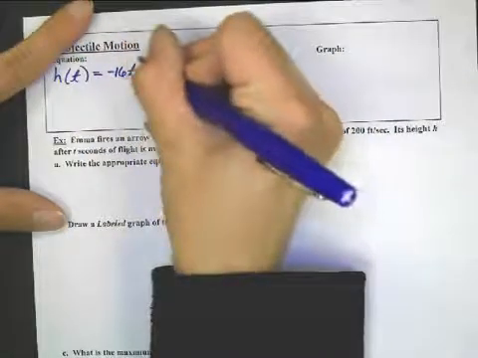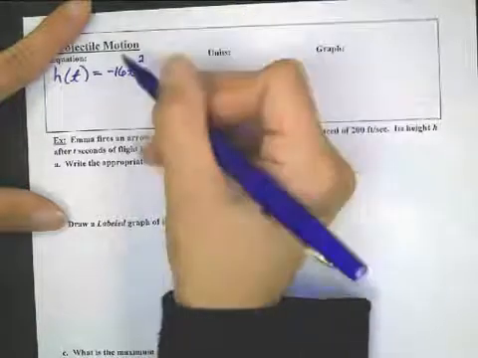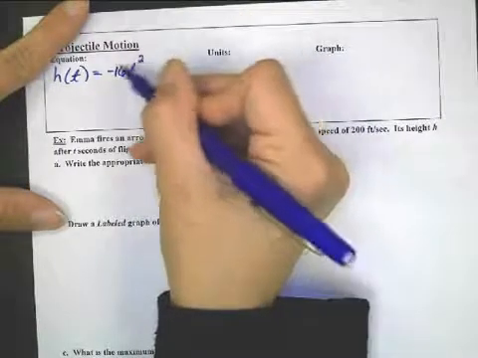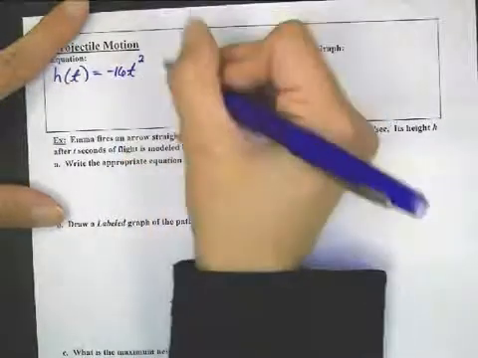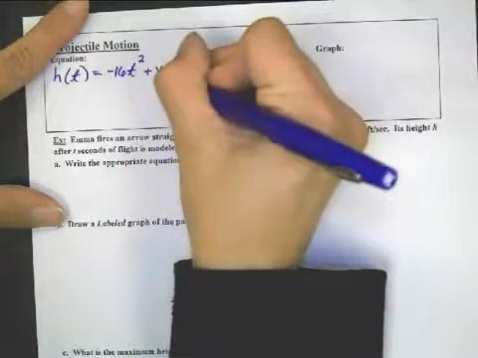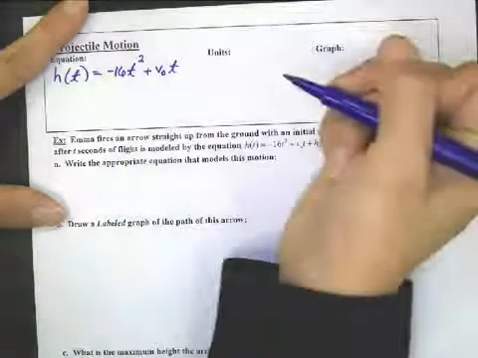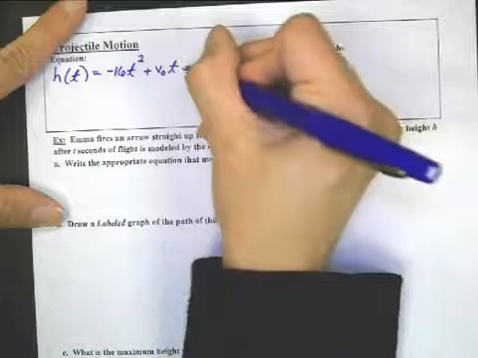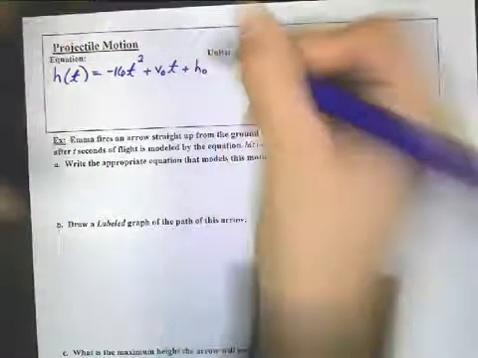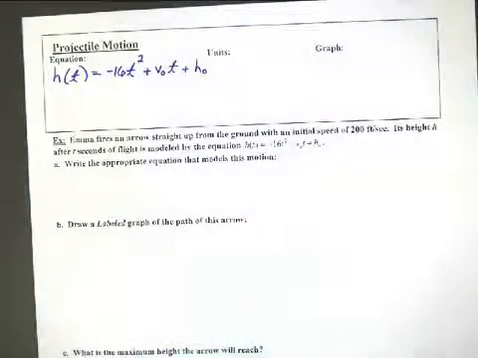H of t equals negative 16t squared. So do you notice how it's a parabola opening down? Plus v naught t. That's interesting. Plus h naught. So let me tell you what these things are.